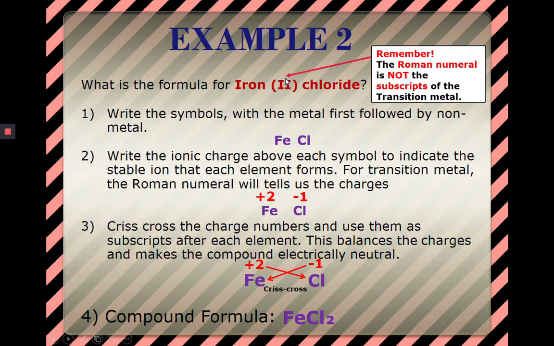Often students make a mistake. They think of this as a subscript. The common mistake students always write is Fe2Cl. That is wrong. Remember, this Roman numeral will give you the charge of the transition metal.